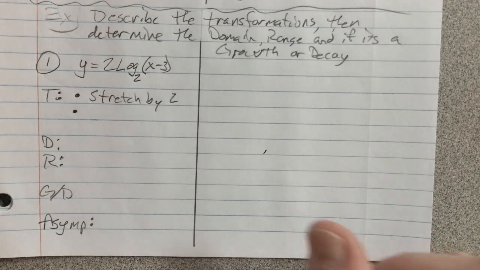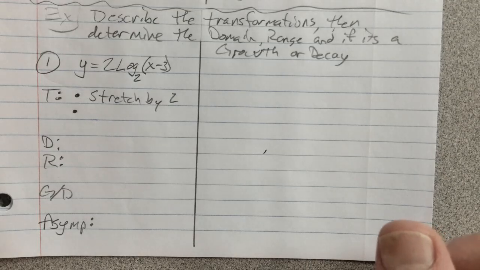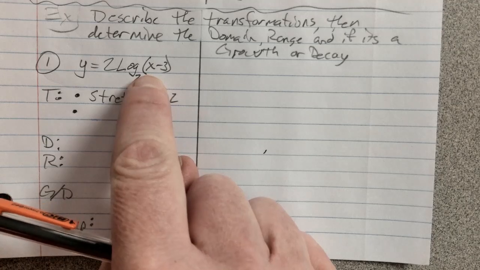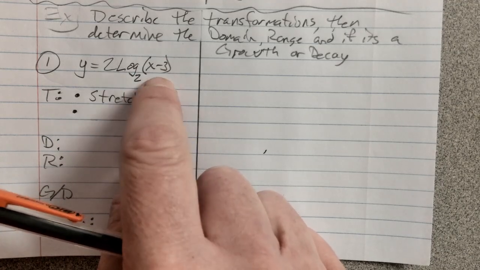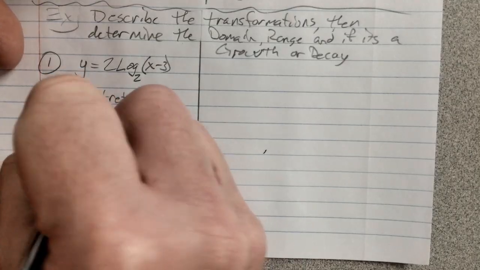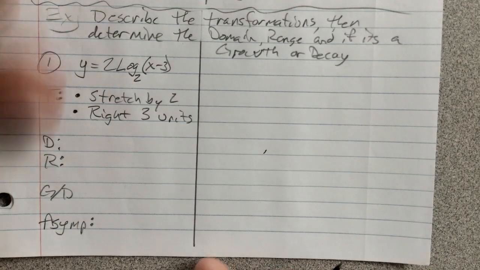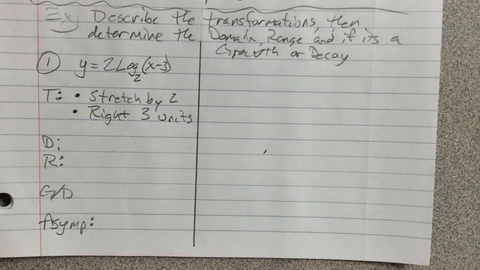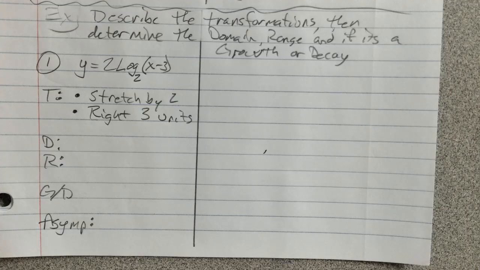Kimmy, can you tell me the other transformation? Is that an h or a k? So it wouldn't be up or down. To the right by 3. Yep, good job. So right 3 units. Okay. So thinking about our parent function, the parent function is the log. Is that going to impact the domain or the range when we shift to the right 3 units?